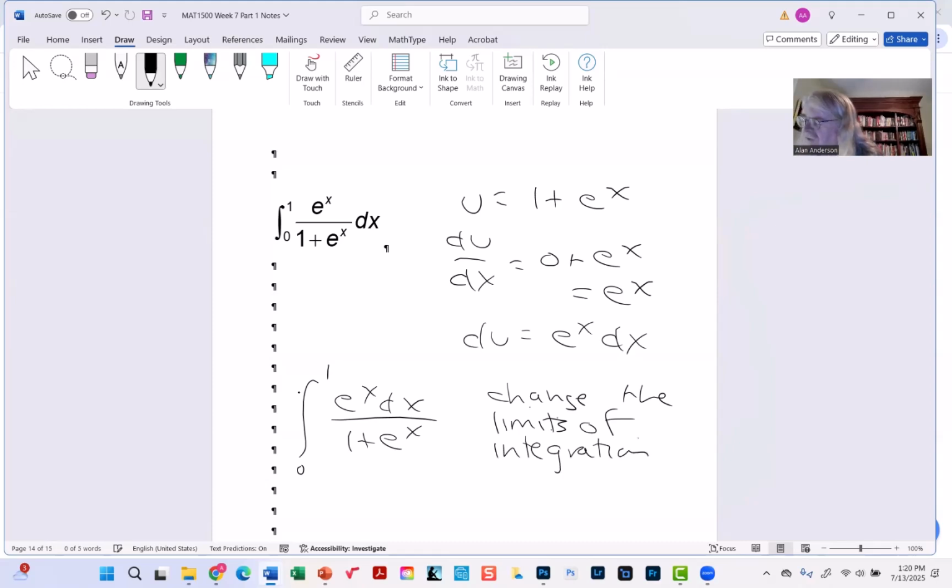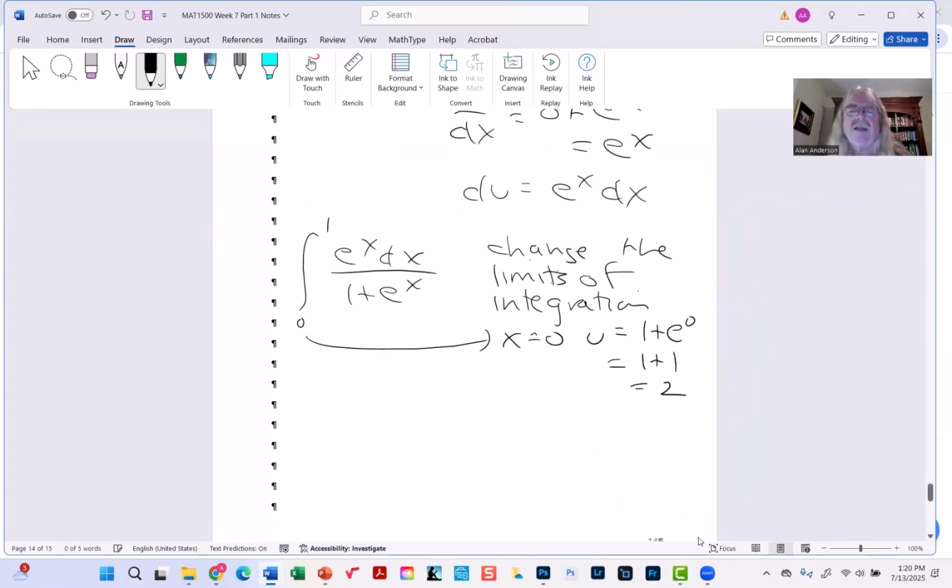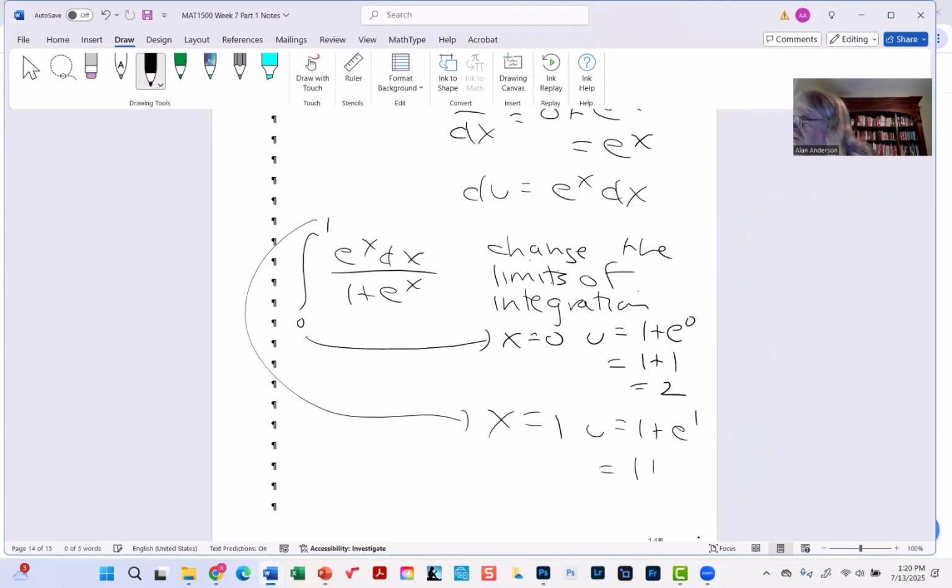So when x is 0, u is 1 plus 0, which is 1 plus 1, which is 2. And then when x equals 1, we have u equals 1 plus e to the 1, which we'll just leave as 1 plus e. And of course, that's just a constant.